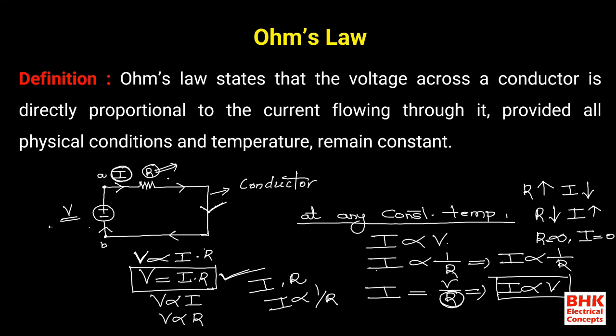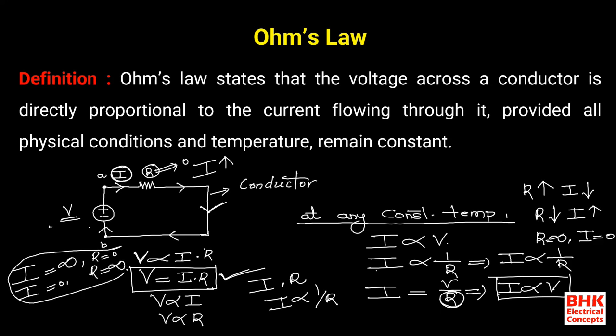Just neglect this resistance. For example, if the value of resistance is 0, then the value of current flowing in the circuit is maximum. Yes or no? Just see here, the value of current is equal to infinity when R is equal to 0. Current is equal to 0 when R is equal to infinity. So that is the reason why there is an inversely proportional relation between the current and resistance.